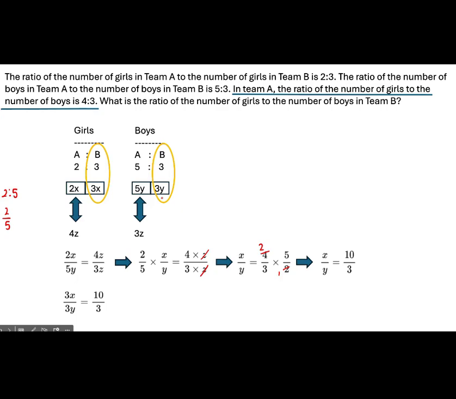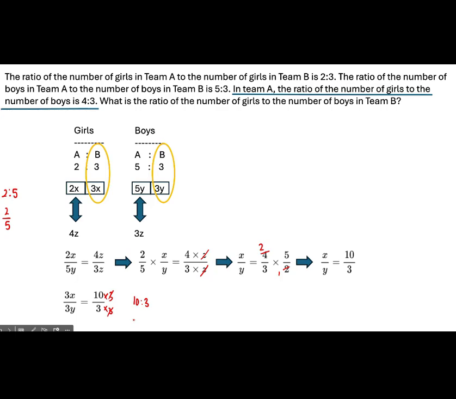Again, that is also equal to 10/3, because x over y is 10/3. But 3x over 3y is basically times 3 times 3. I've just not put it down there, but again these threes will get cancelled. So the result would still be 10:3. So the answer is actually 10:3.